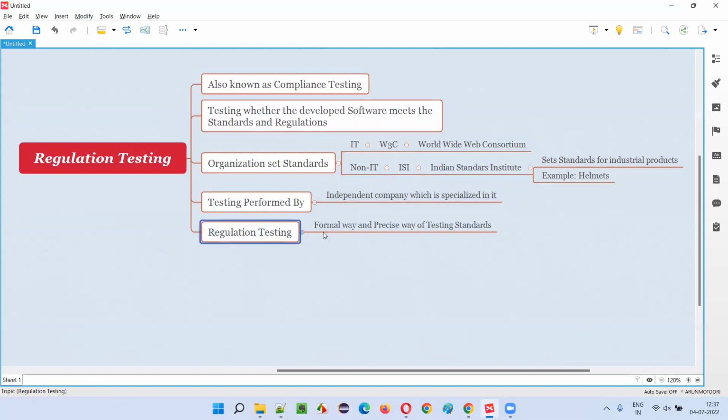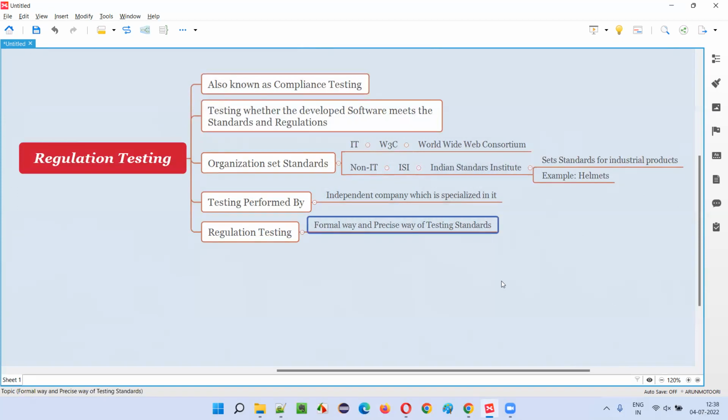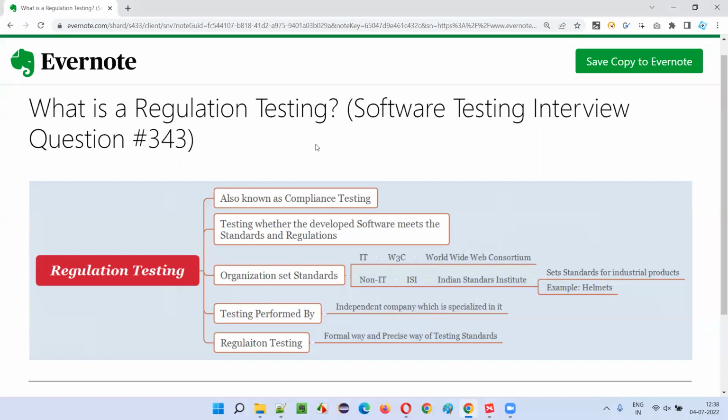Coming to regulation testing, it is done in a formal way. It is performed in a process-oriented and precise way, with very accurate results according to the standards. They check the standards in an accurate manner. But coming to conformance testing, which is another type of testing that does something similar to compliance and regulation, it is an informal and non-precise way. Regulation testing, which is compliance testing, is done in a formal and precise way of testing standards. So hope, guys, you understood what regulation testing is in this session.